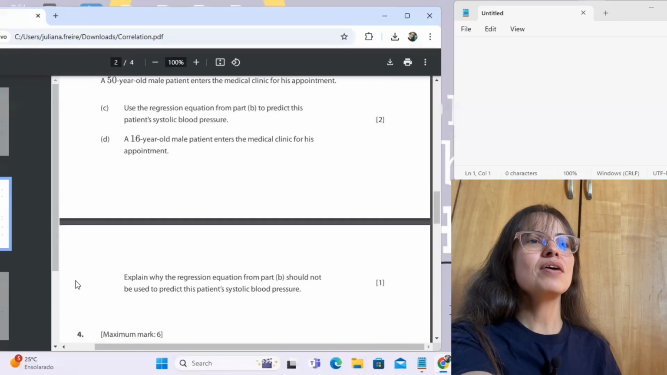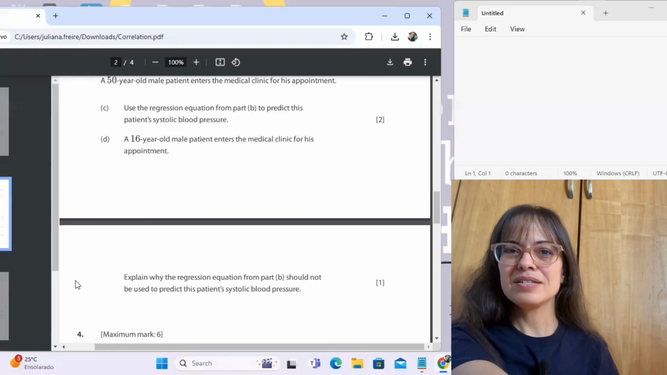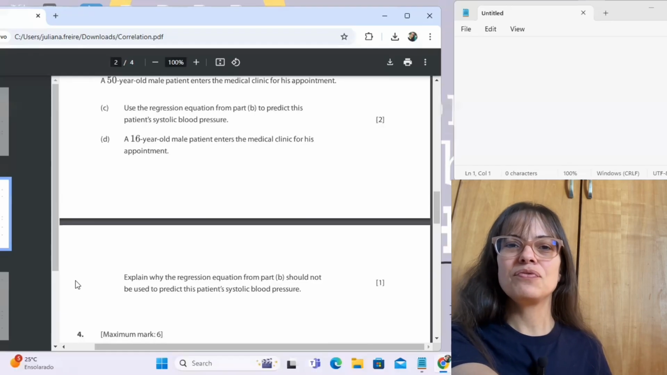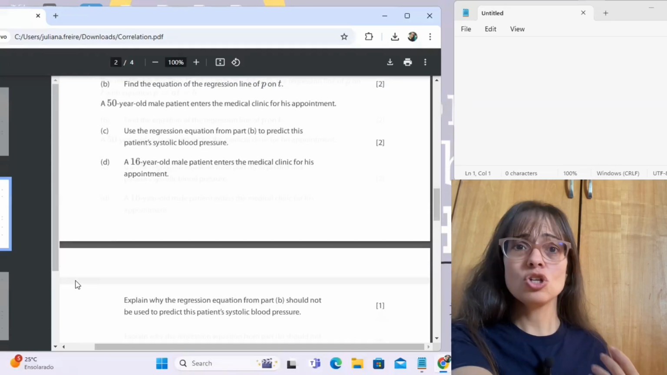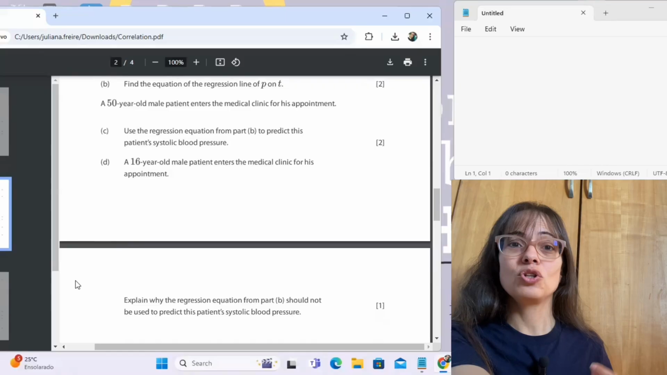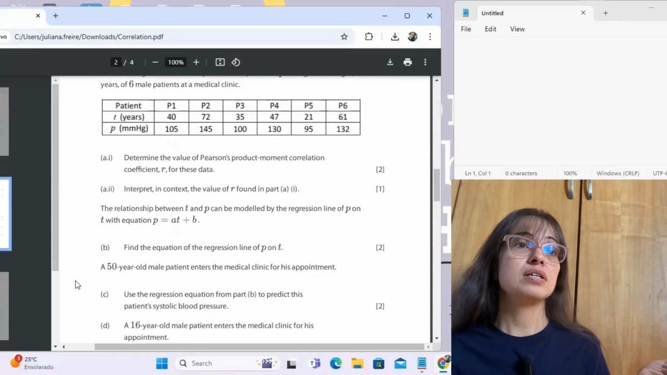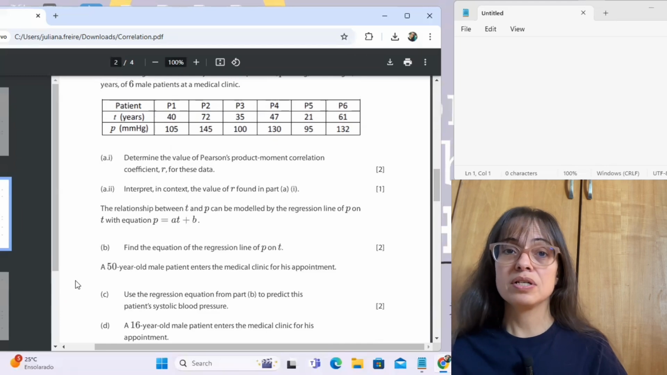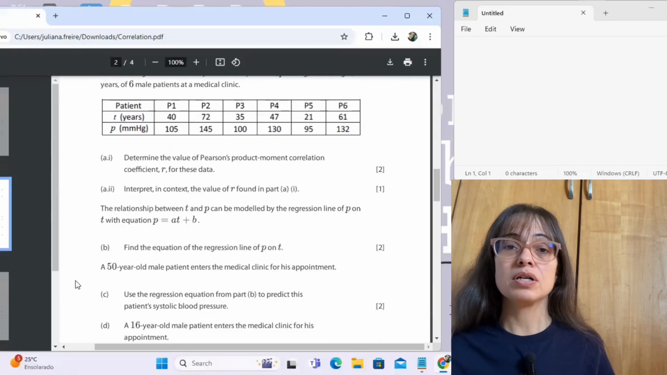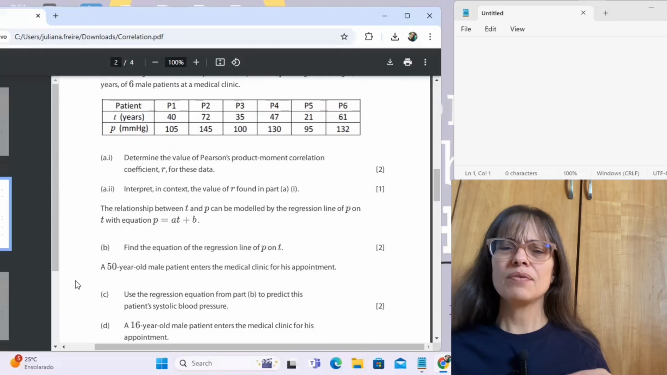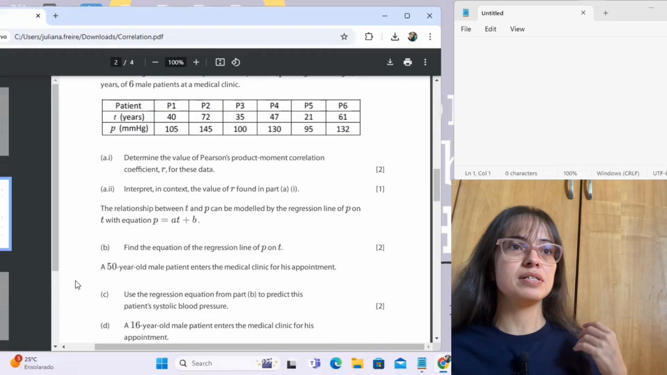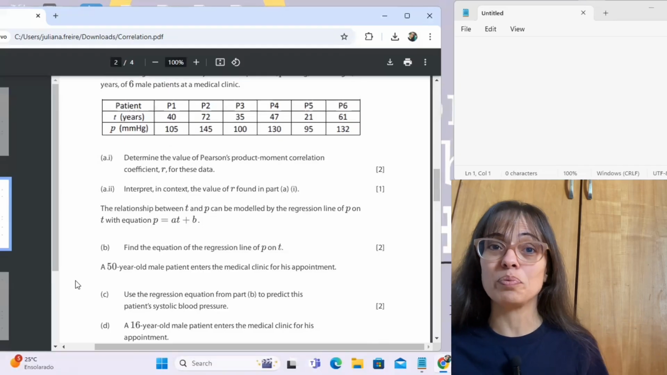Listen, they are never going to ask you to do the same thing twice. So you've just calculated a value for 50. They're not going to ask you to do the same process again for 16. And he's not asking you to. He's asking you why you cannot do it. So you get back to the data and you see that the youngest patient here is 21 years old. So 16 is an extrapolation. And that is the answer. You shouldn't do it because it is an extrapolation. You don't have to put too many words and write a paragraph, okay? Just make sure that it is a straightforward sentence and that it contains the word extrapolation.